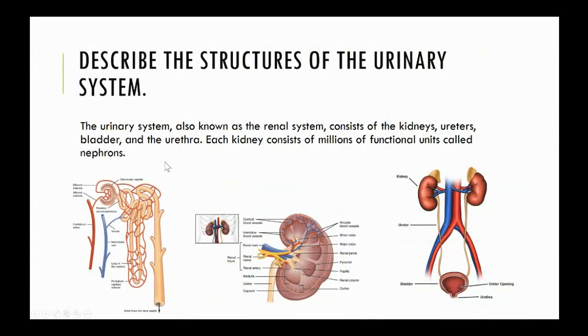So what are the structures of our urinary system? The urinary system, which we also call the renal system, consists of our kidneys, our ureters, our bladder, and the urethra. Each kidney consists of millions of functional units called nephrons, and the nephrons are hanging out in this region here.